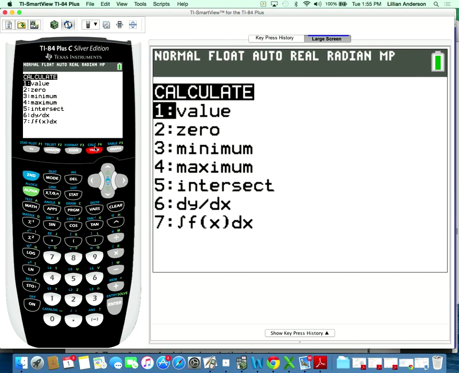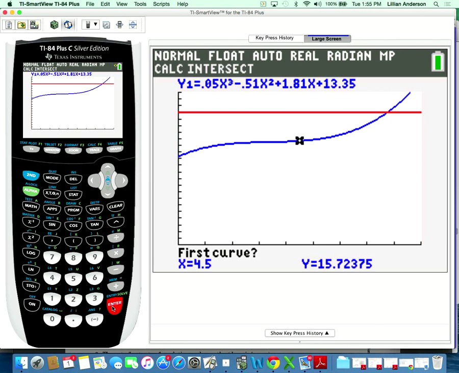Anyone following along? Go down to intersect. So we're going to basically try to figure out where those 2 points intersect. Click enter. You should have first curve. Don't move the cursor, just click enter. Second curve. Don't move anything, just click enter. Yes? Don't move anything, click enter again.